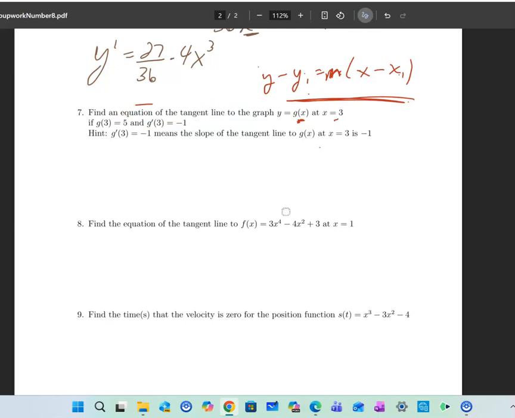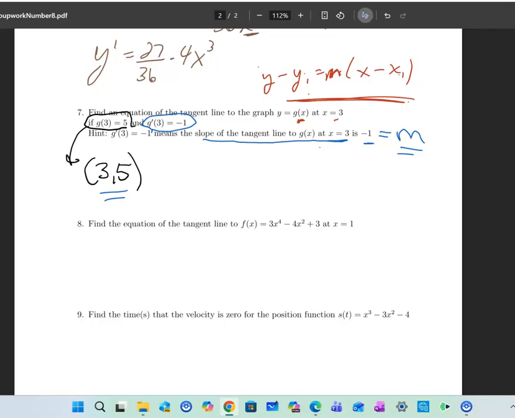So let's see what they're telling us. Oh, look at this. They're telling us g of 3 is 5. Doesn't that mean when x is 3 that y is 5? It does. What does this mean? I even write it out for you. This means the slope of the tangent line at x equals 3 is -1. So that's your m. So here I have my point and my slope. So then I can just put it together.